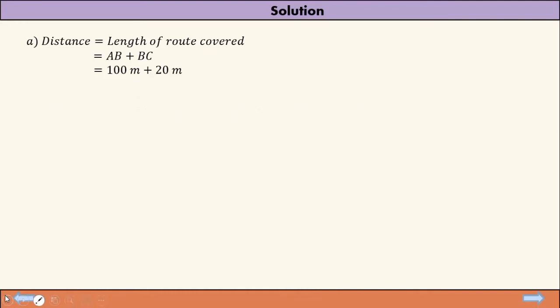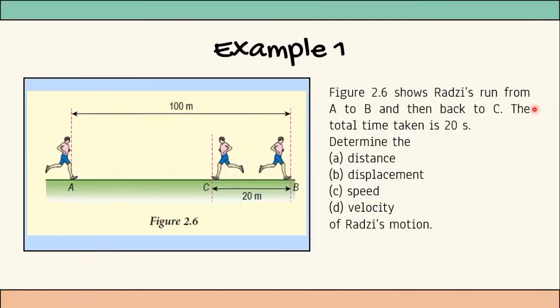Because as we can see in this figure, Radzi's motion is from A to B to C. So for distance, we will calculate the motion from A to B and B to C. But for displacement, we will only calculate the motion from A to C. That's why we get 80 meter.